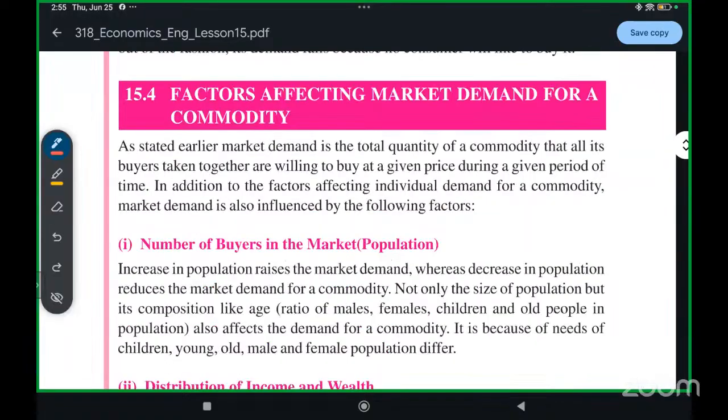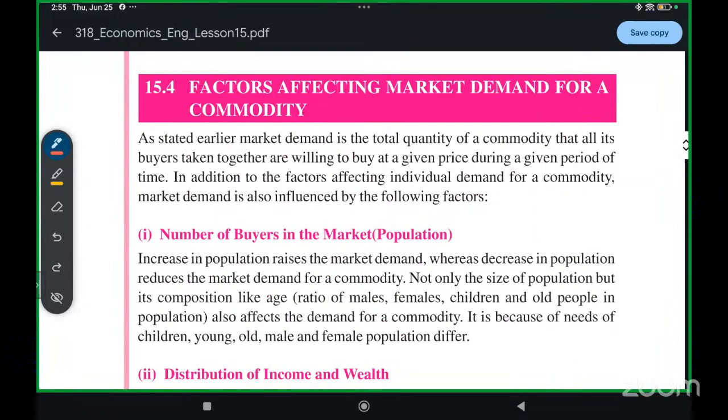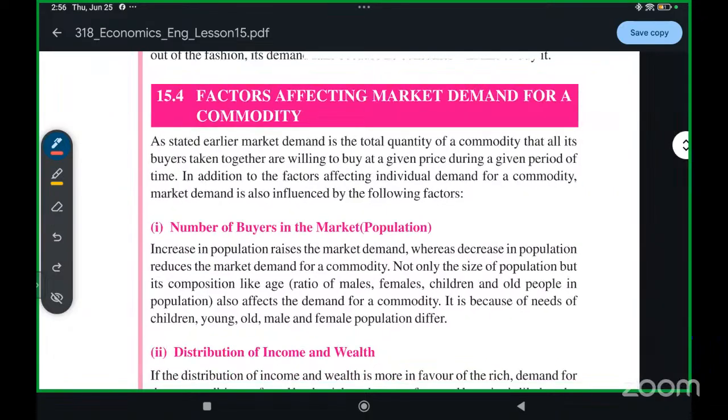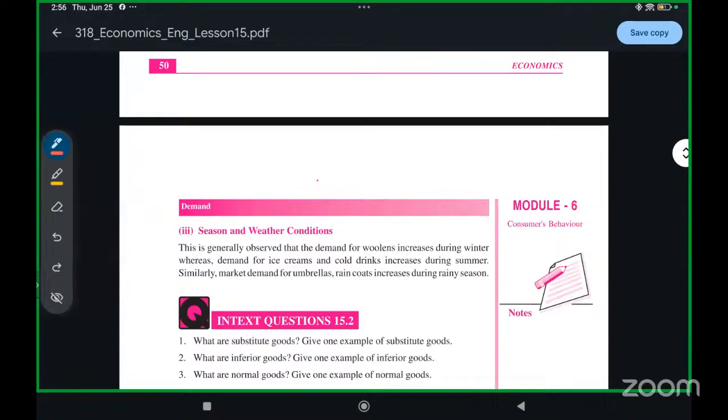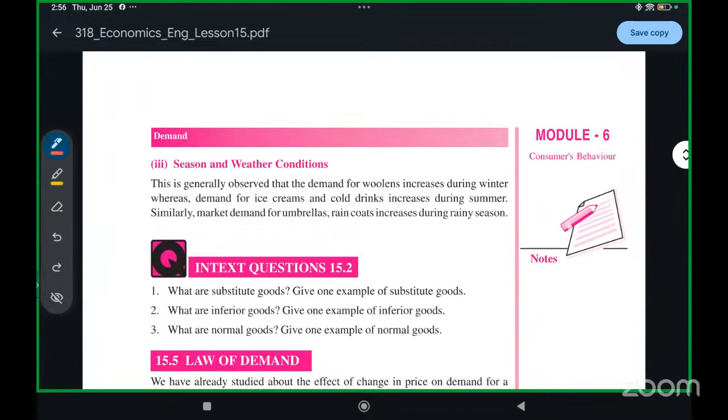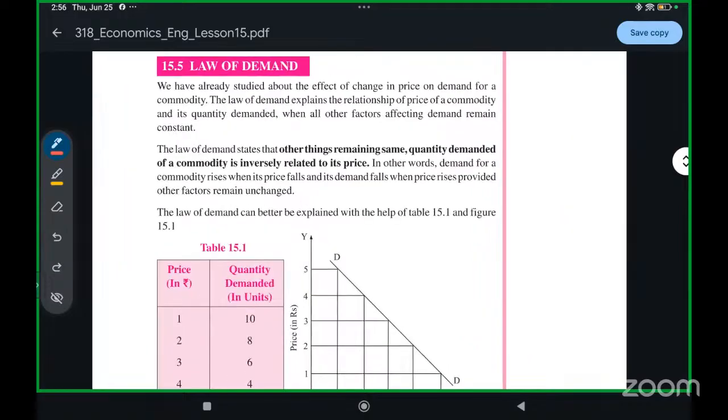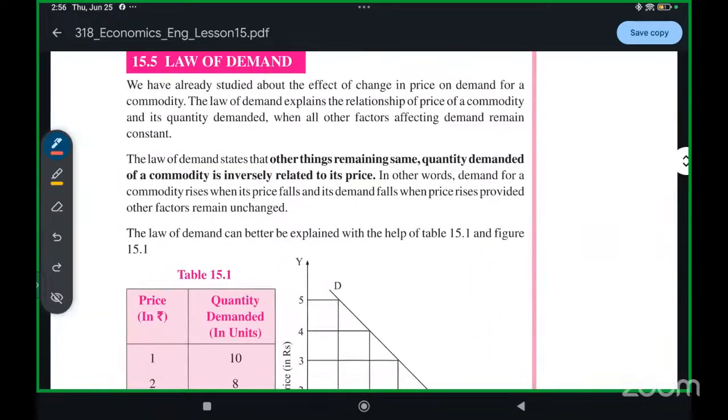After that, we saw the factors affecting market demand for a commodity. Those were number of buyers in the market, that is population, distribution of income and wealth, and seasonal conditions. Then we studied the law of demand, which states that other things remaining the same, quantity demanded of a commodity is inversely related to its price.